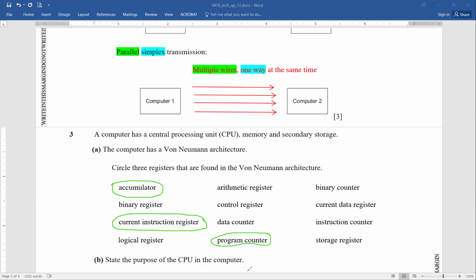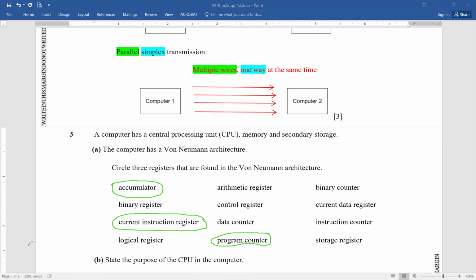You score 3 out of 3 if you have circled the 3 registers properly, and there were a few close calls like current data register. So that is not the right thing. By the way, data register, which one is it? Memory data register, exactly. Memory data register and memory address register. So actually the right answers are these 3. If you've written them properly, definitely you are going to score the marks. Understood? Maybe move ahead.